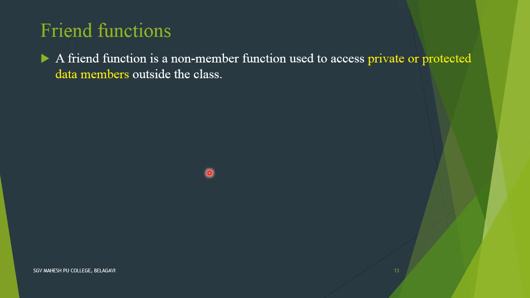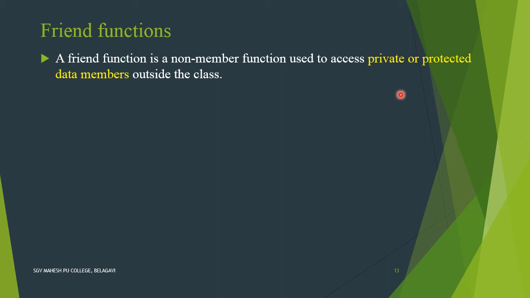A friend function is a non-member function used to access private or protected data members outside the class. So what is a friend function? It's nothing but a non-member function where you are giving access to your private or protected data members to access it outside the class, which is contradictory to C++ programming.